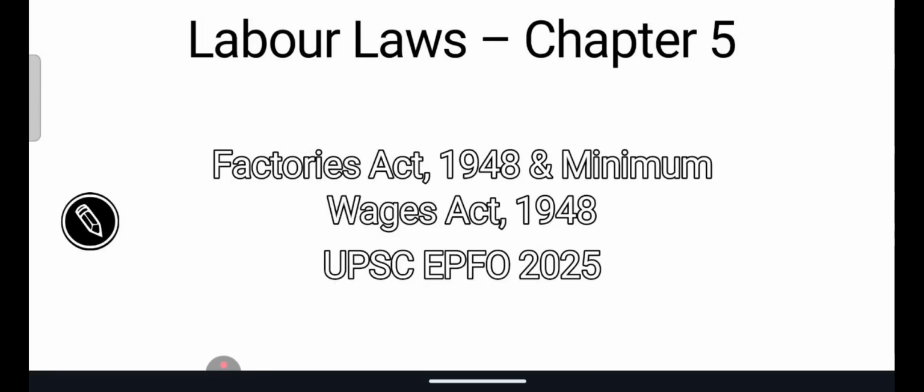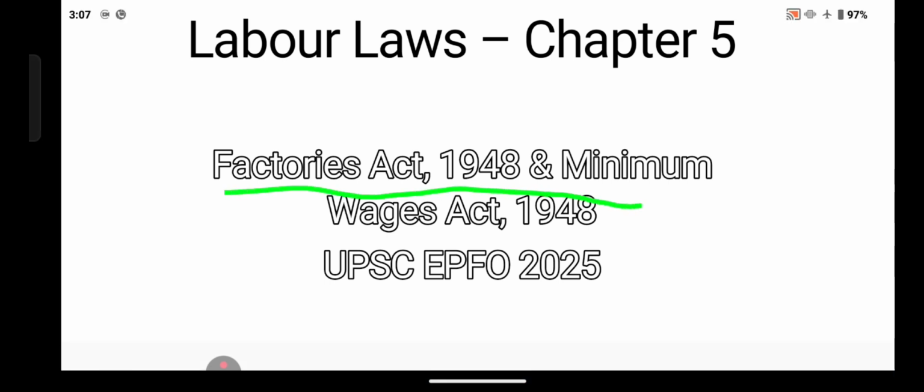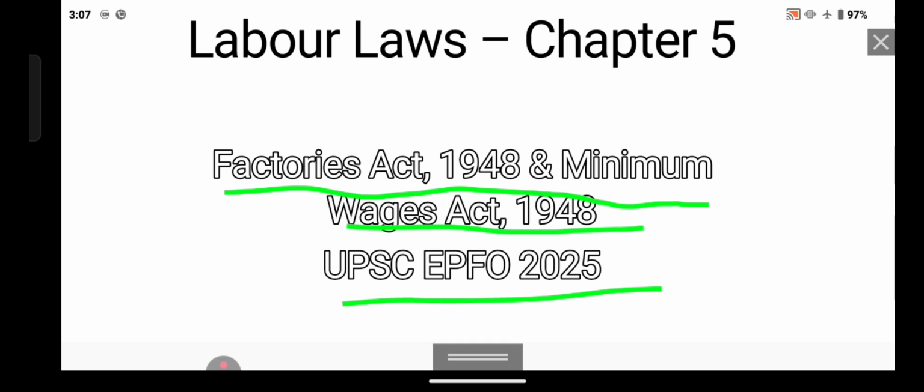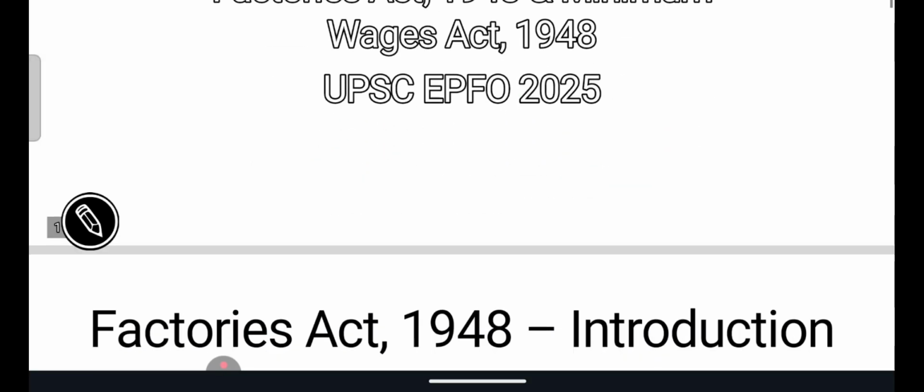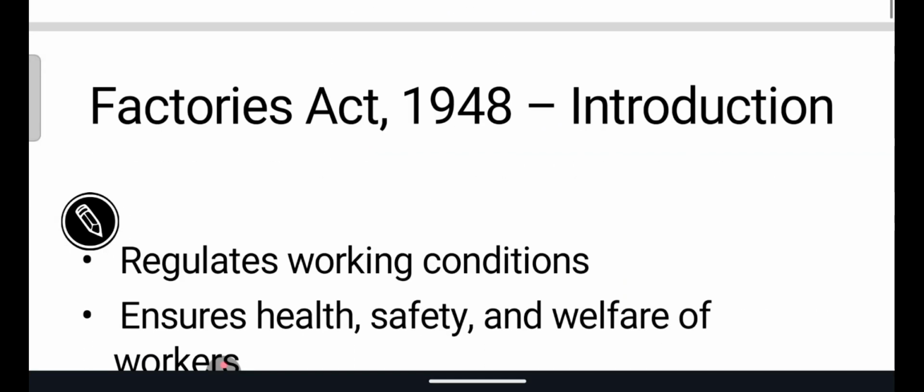So we have come up with another video, Labour Laws Chapter 5 for UPSC EPFO 2025. Alright guys, let's start the video. Today we're going to discuss the Factories Act 1948 and the Minimum Wages Act 1948, UPSC EPFO 2025. The first topic is the Factories Act 1948 introduction.